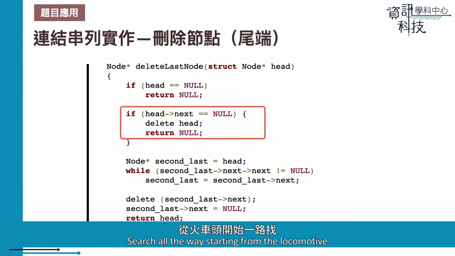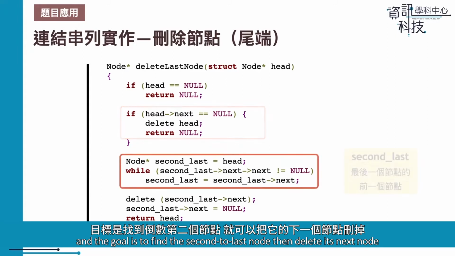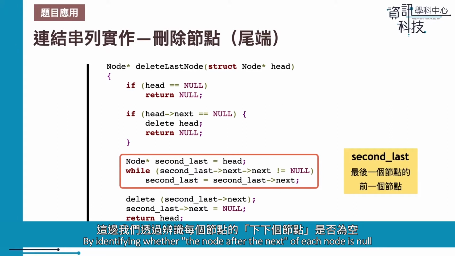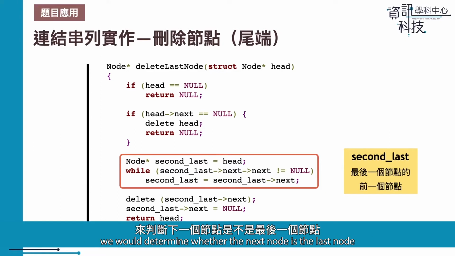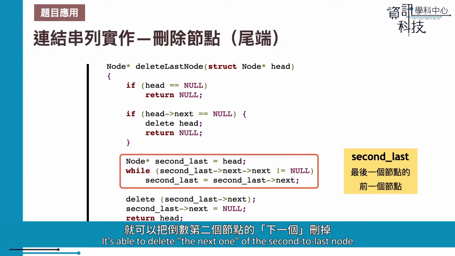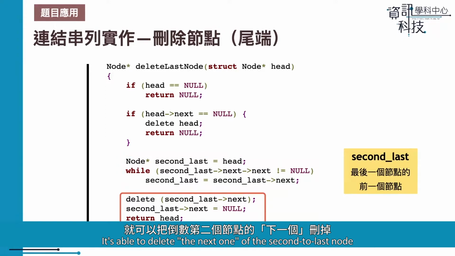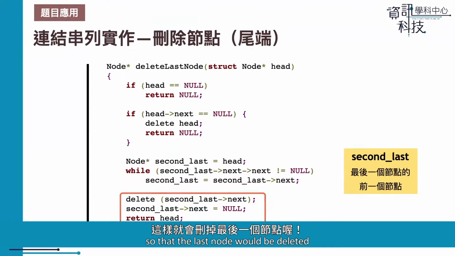Search all the way starting from the locomotive, and the goal is to find the second to last node, then delete its next node. By identifying whether the node after the next of each node is null, we would determine whether the next node is the last node. It's able to delete the next one of the second to last node, so that the last node would be deleted.